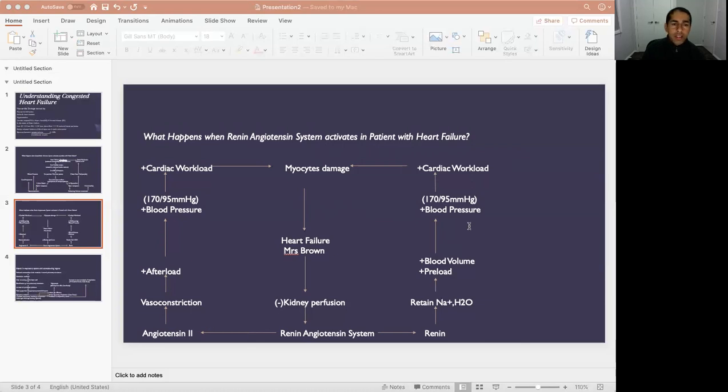On the other hand, angiotensin II is responsible for stimulating the release of aldosterone and ADH by the adrenal cortex and brain respectively. When this combined stimulating action acts in the kidneys, there will be retention of sodium and water, resulting in an increase in blood volume and cardiac workload. This action ultimately increases blood pressure, as we see in Mrs. Brown's case.